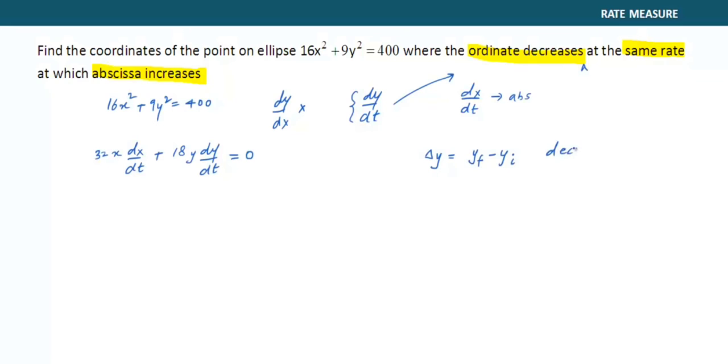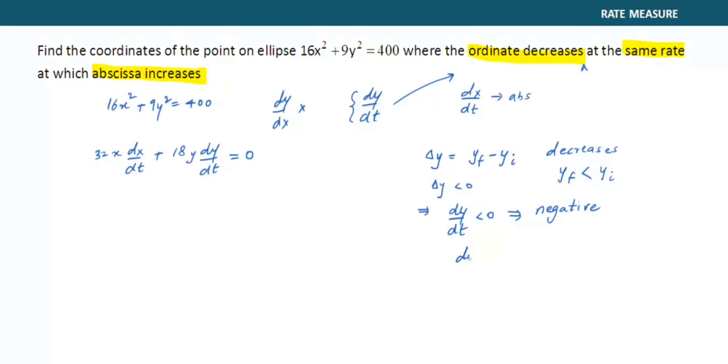So if something is decreasing, what is the relation between yf and yi? Which one will be greater? Yes, yi will be greater because it is decreasing, so yf will have a lower value. So delta y will come out to be less than 0, and since delta y is negative, we can say that dy by dt will also come out to be less than 0, a negative quantity. Keep this in mind: whenever you have a quantity which decreases, you will take its derivative as negative.